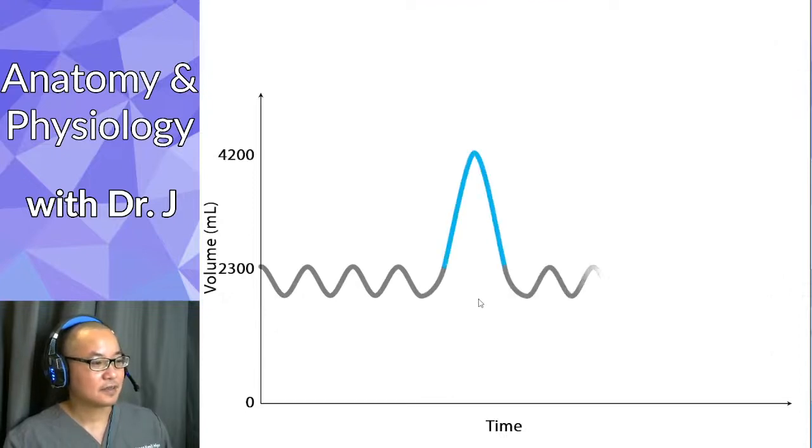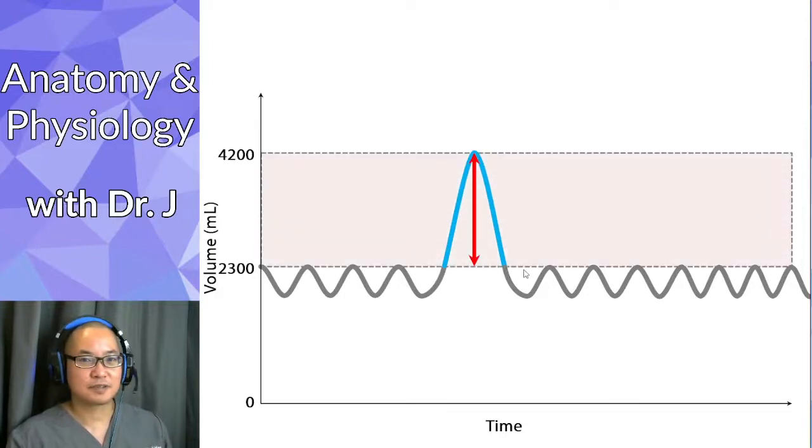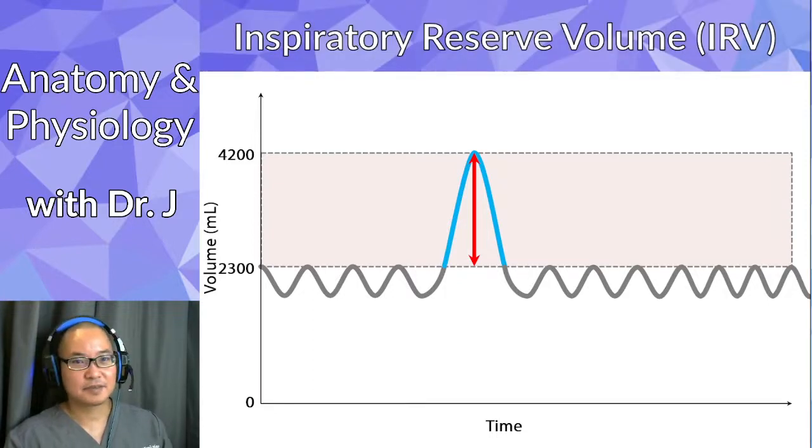Now, what happened over here? Notice that you're breathing in, breathe out, breathe in, breathe out, breathe in, breathe out. But now you're breathing in more than you usually do. So what we're going to measure in this case is our inspiratory reserve volume. Reserve is how much more you can do something, just like your cash reserves is how much more cash you can spend. Our military reserves are how much more troops we can deploy. So with our inspiratory reserve volume, how do you measure that?